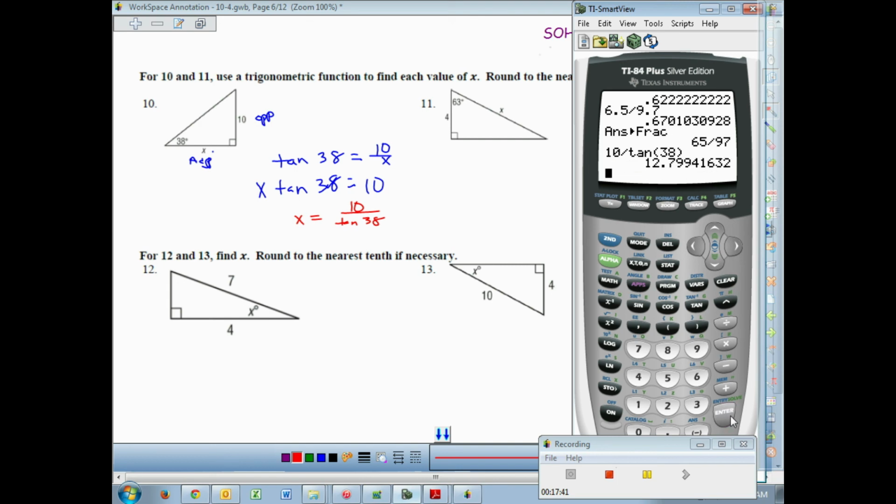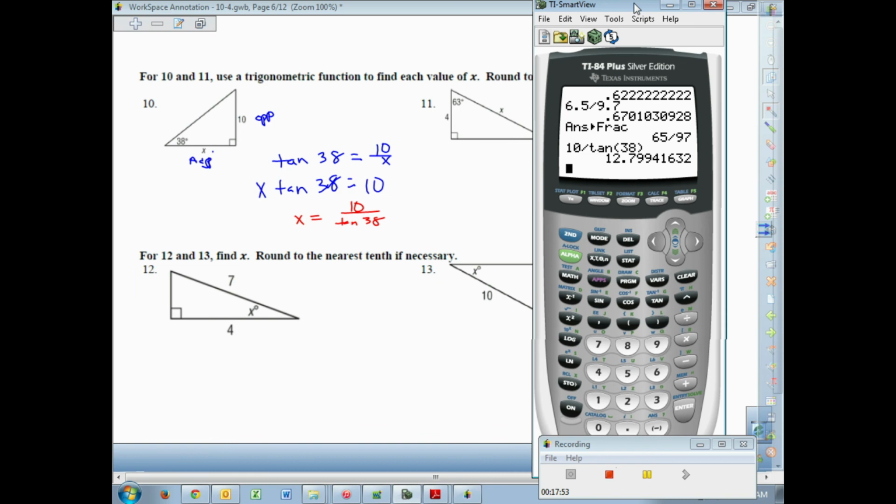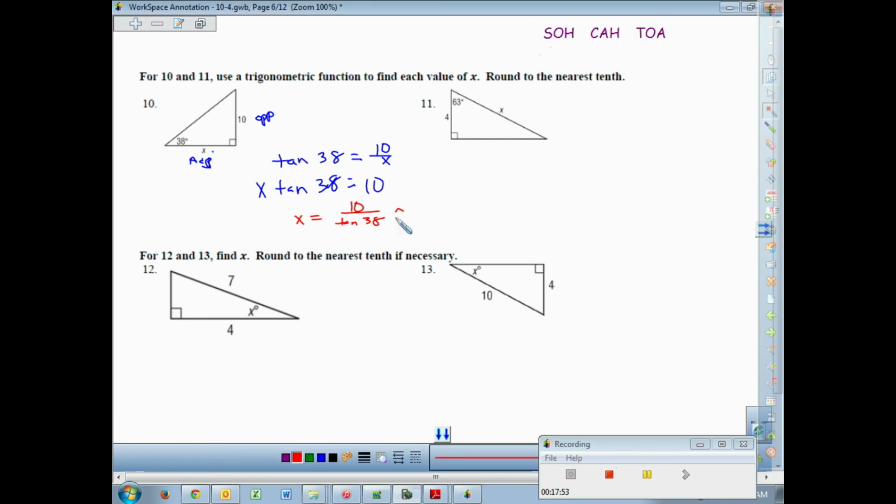And they ask us to round how? Nearest tenth, so about 12.8. Do they give us a unit to put it in? No, so just put about 12.8.